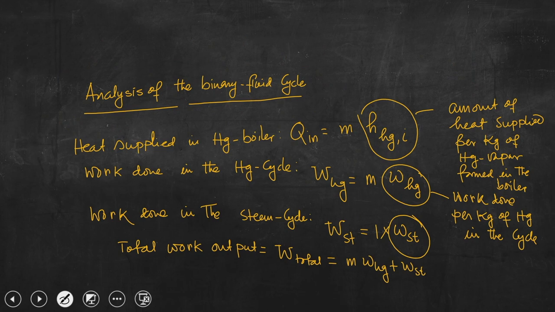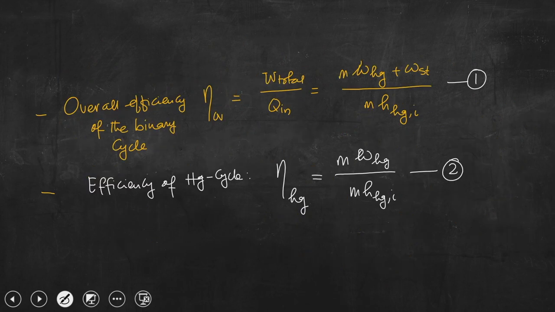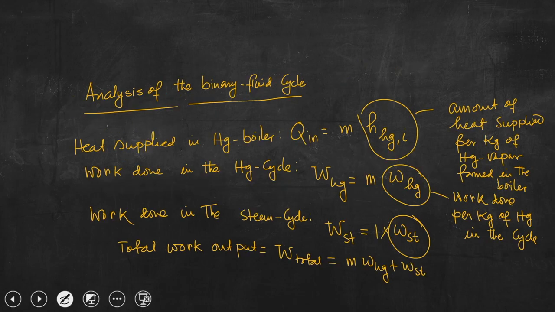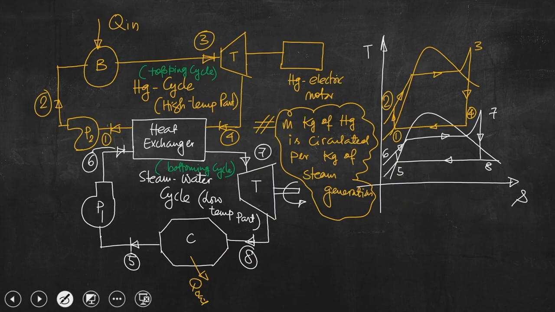Okay. So, if we go to the next slide, that is the efficiency of the steam cycle. Try to understand, if you would like to calculate the efficiency of the steam cycle, we know the work output, right? That is WST, because 1 kg of steam should be generated. So, what is the input energy for that work output?